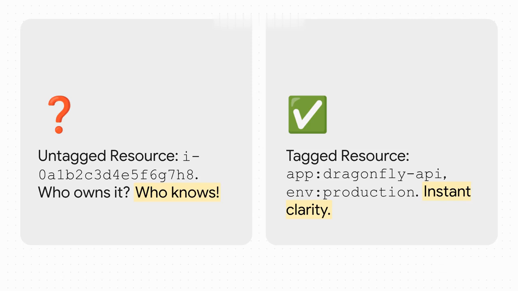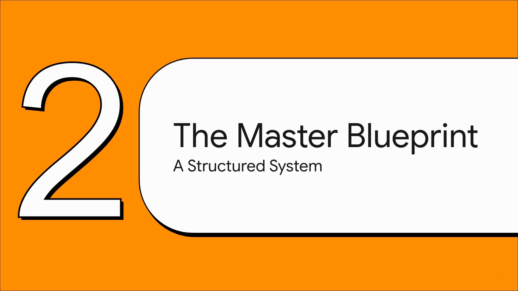I mean, just look at this. On the left, you've got this untagged resource. It's just a long string of random letters and numbers. What is it? Who owns it? You have no idea. But look at the right. Once it's tagged, boom, we instantly know it's part of the Dragonfly API and it's running in the production environment. That's what I'm talking about. Instant clarity.